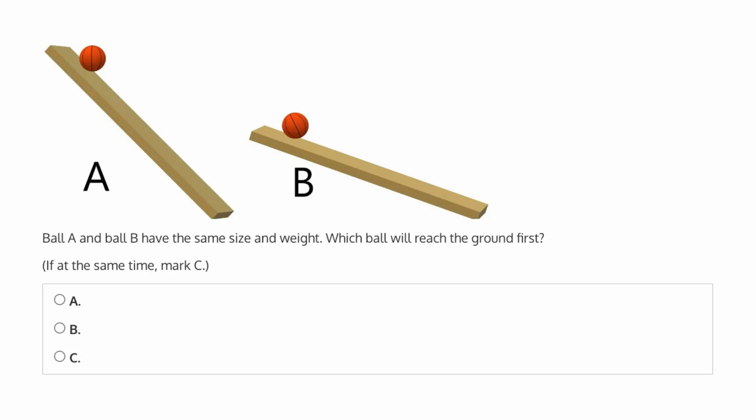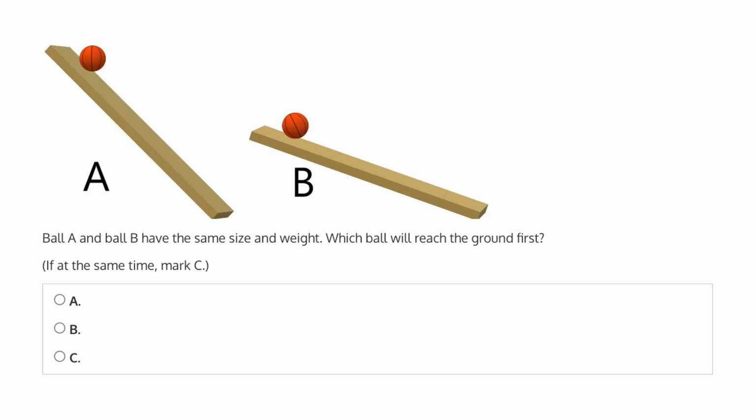This question says, ball A and ball B have the same size and weight. Which ball will reach the ground first? Is it ball A, ball B, or if they reach the ground at the same time, then mark C.